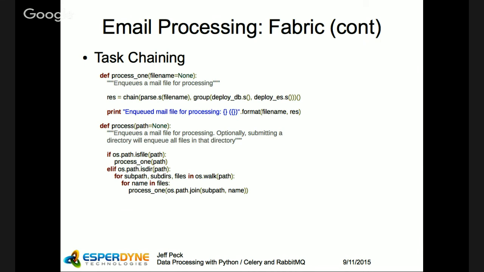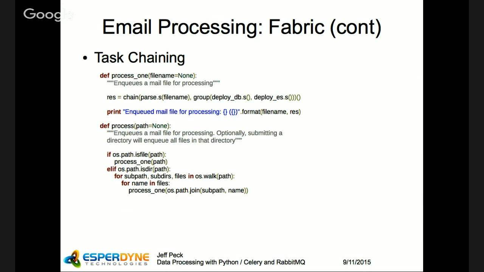And then just for the sake of seeing what's going on, I have it print "enqueued a mail file for processing." If you're actually going to run this on all 500,000 files, I suggest commenting out that line because that will be really annoying otherwise. Anyway, that's it. Then I just made a convenience function here to process, and you point it at either a file or a directory. If it's a directory, it will recursively walk through the directory and run this on all the files.